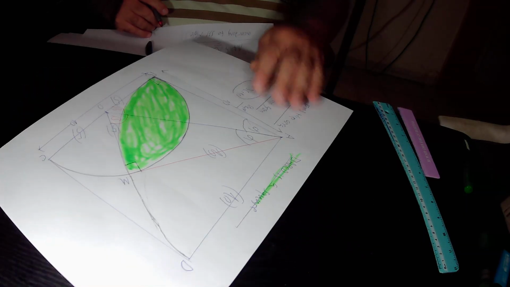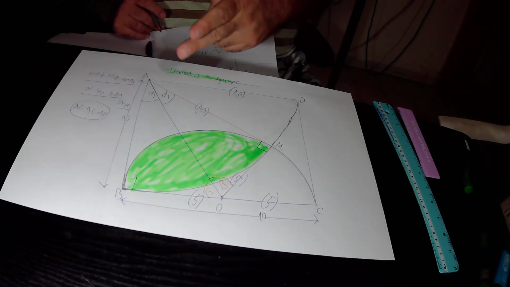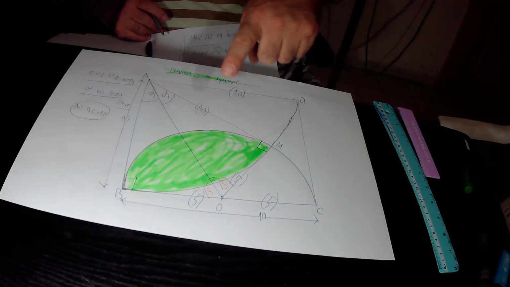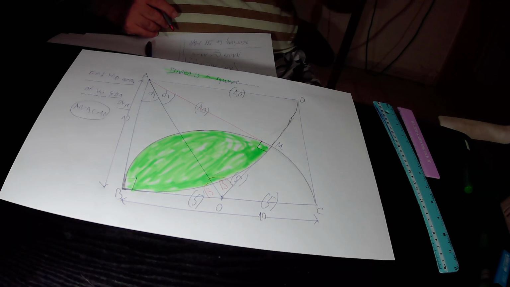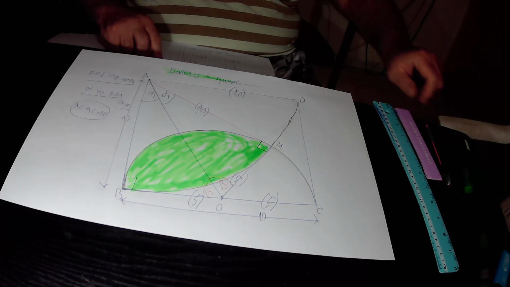So in the right triangle AOB, the sum of the angles must be equal to 180 degrees. So which angles do we have in the right triangle AOB? We have alpha plus beta plus 90 degrees, in total must be equal to 180 degrees according to the rule that the sum of the angles in any triangle is equal to 180 degrees.